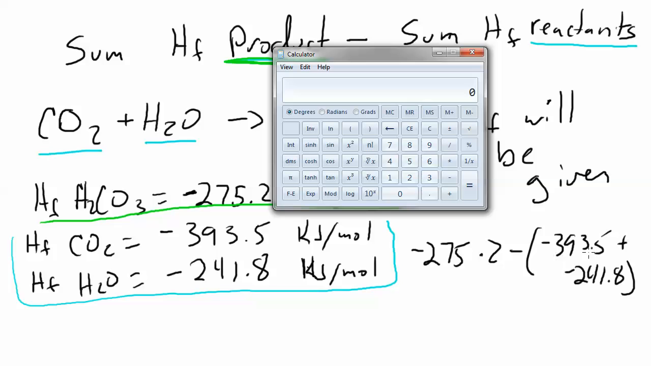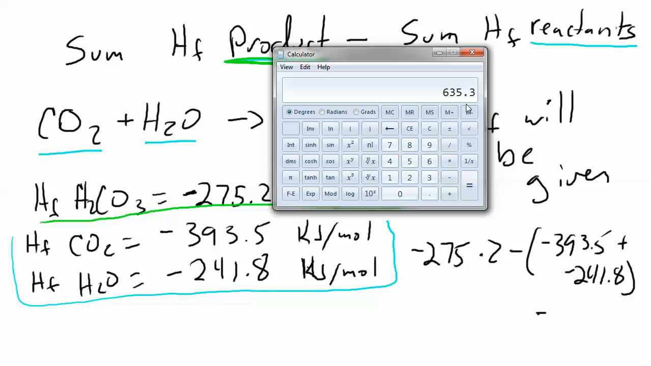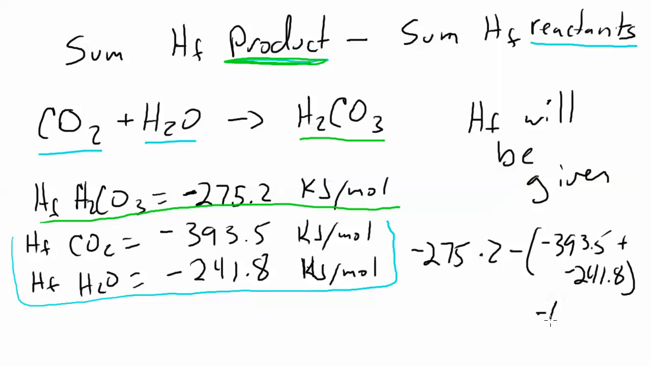Okay, so first thing I'm going to do is add these two together. 393.5 plus 241.8. So those two totaled is negative, oops, of course, I always forget that it does that. So it's 635.3. So negative 635.3. So now I have to take negative 275.2 and subtract negative 635.3.